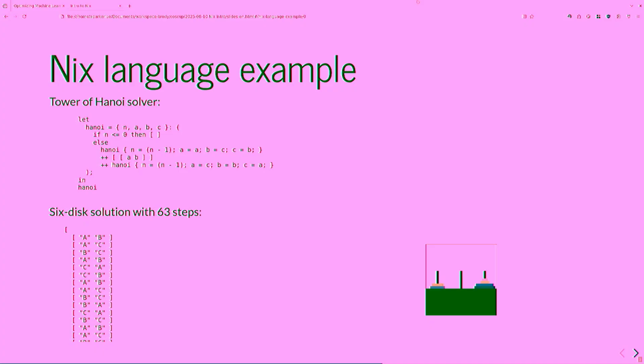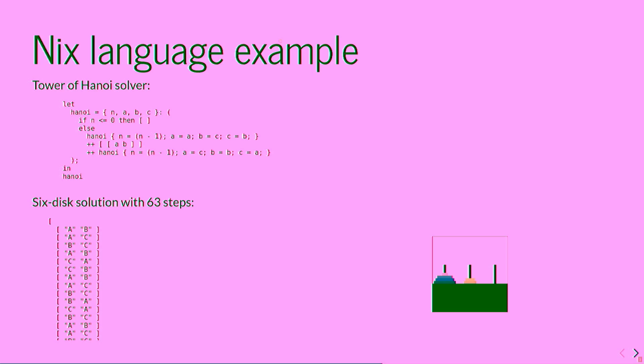So the code up there is a single Nix expression, and it defines a function that will solve this puzzle for you. And so here I've listed a solution for 6 disks, which is the graphic over there, and basically it just prints out each step by step. First, you need to move the first disk from peg A to peg B, and then the next disk from peg A to peg C, and so on. And so this is 63 steps long.